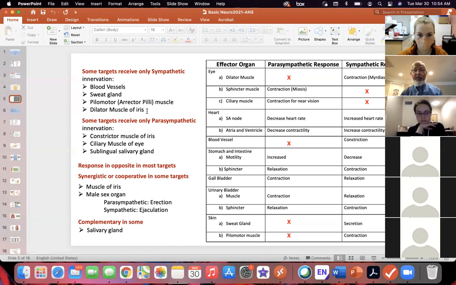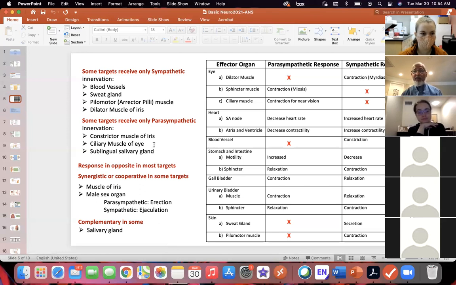Now, the dilator muscle of the pupil. Our pupil size is controlled by two muscles. One constricts the pupil, which is controlled by parasympathetic. The one that dilates the pupil is innervated by the sympathetic nervous system. So if you stimulate sympathetic, the pupil will be dilated. If you stimulate parasympathetic, the pupil will be constricted. Okay. Now, again, there are some parts which receive only parasympathetic. Like, as we said, constriction of the pupil is only parasympathetic. Sympathetic cannot cause the constriction of the pupil.